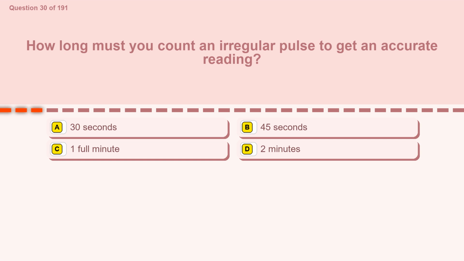Question 30. How long must you count an irregular pulse to get an accurate reading? Option A, 30 seconds. Option B, 45 seconds. Option C, 1 full minute. Option D, 2 minutes.